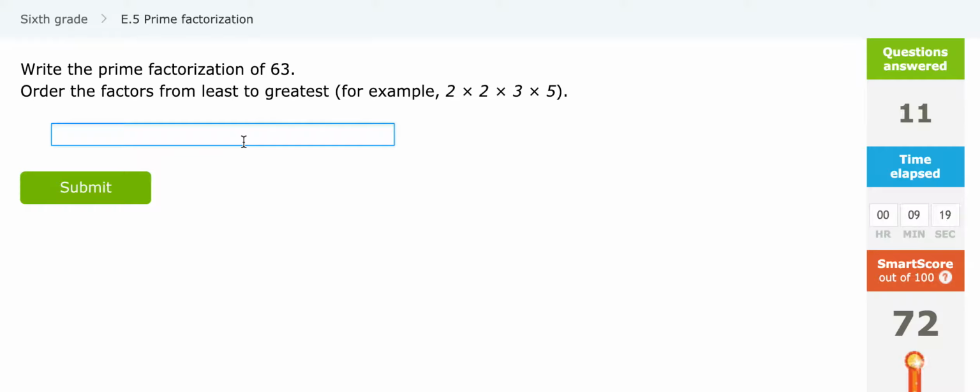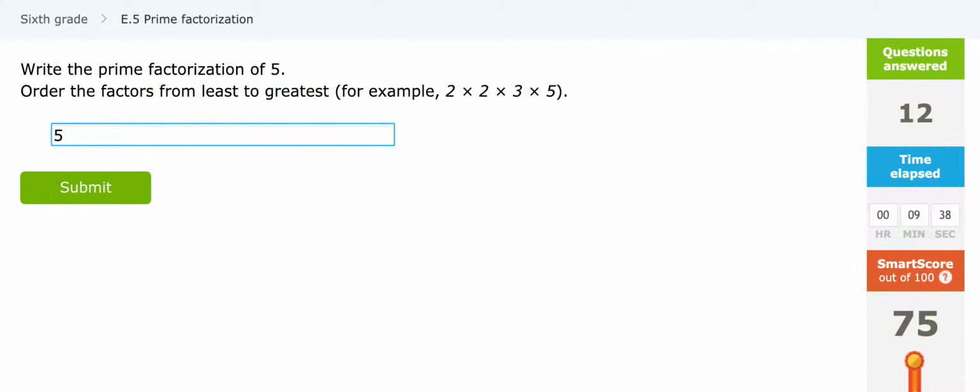63, we'll look at this and I say, oh, it's divisible by 3. That gives us 21, and then 21 is divisible by 3, which means that we have to multiply by 7. 3 times 3 times 7. And you may recognize it as 7 times 9, which equals 63.